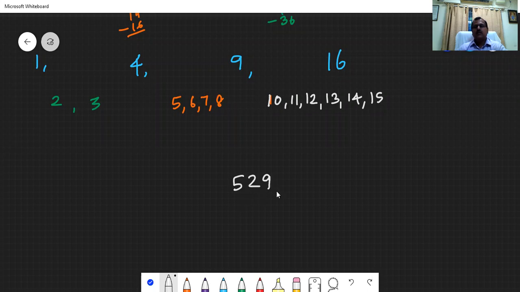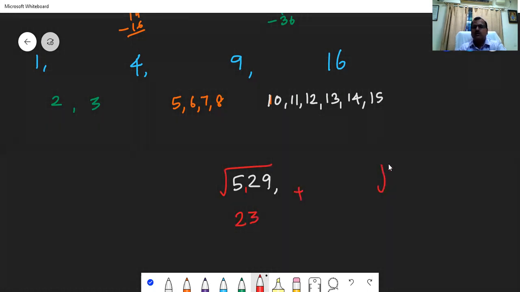529. Is it a square number? Yes, sir. 23. Yes, 23, you are correct. 2 2s are 4, balance 1. 2 2s are 4. How many 4s are there in 12? 3. Yes, 23, you are correct. Now my question is, how much to add to get the next square number?